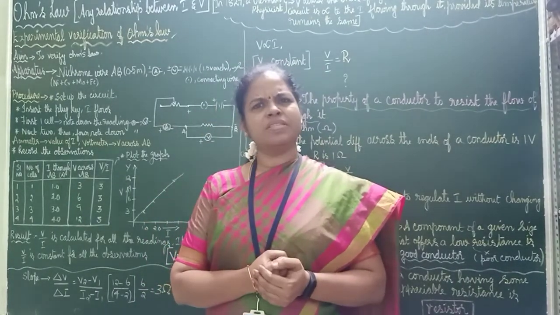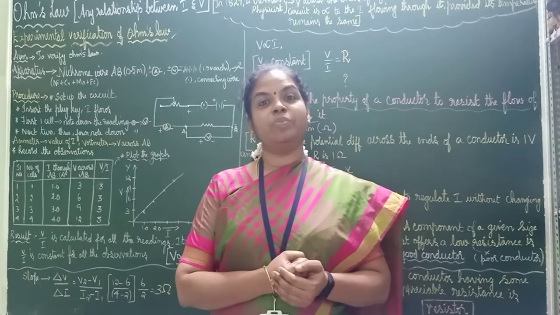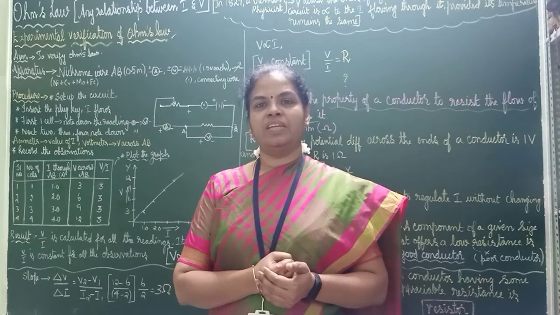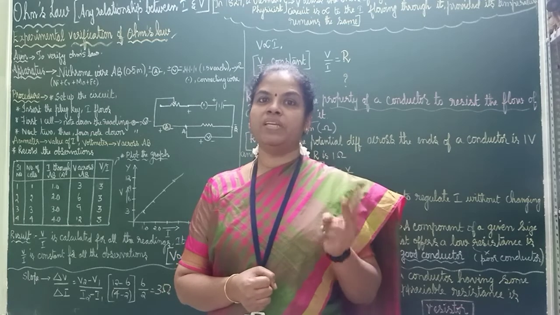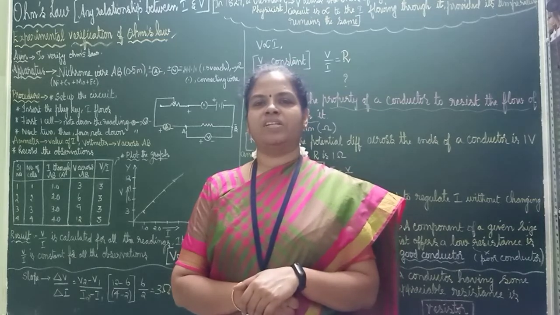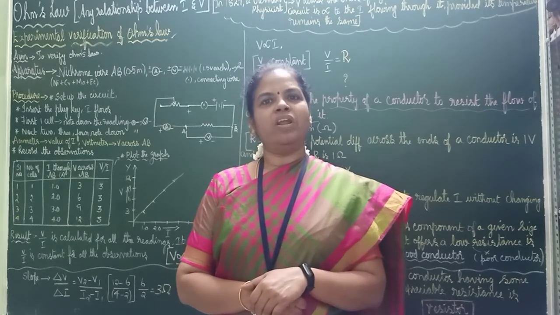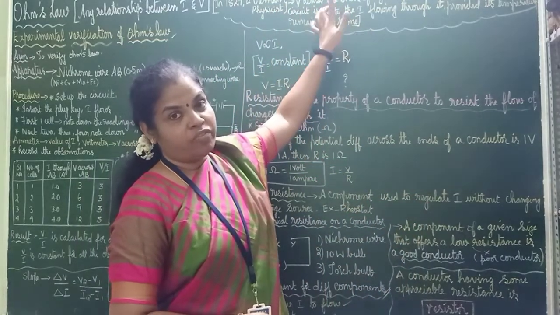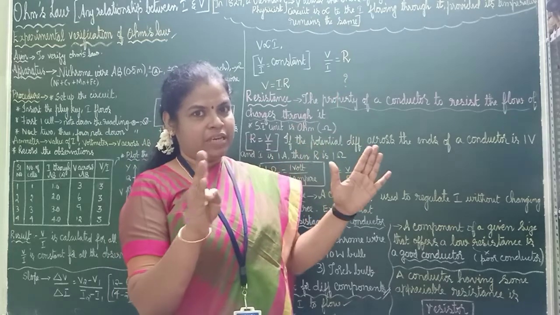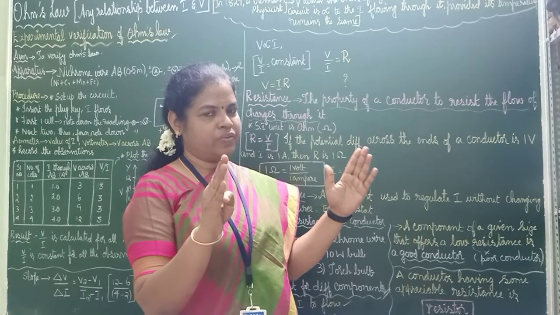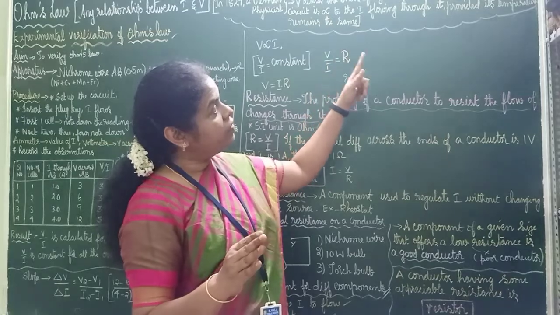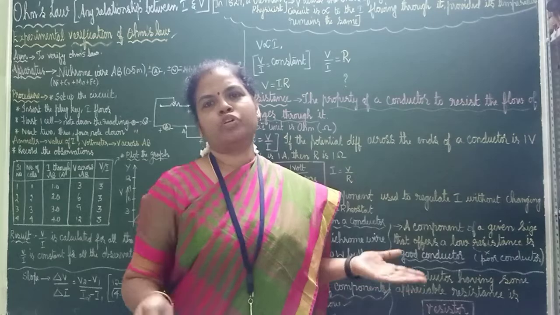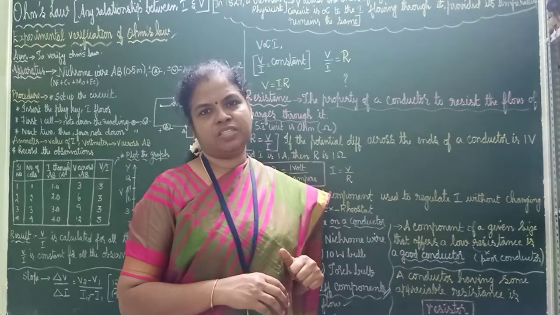Why Ohm's law? Who is this Ohm? He is a German physicist. In the year 1827, he found the relationship between current and potential difference, and he gave a law stating that the potential difference between the ends of a given metallic wire in an electric circuit is directly proportional to the current flowing through it.